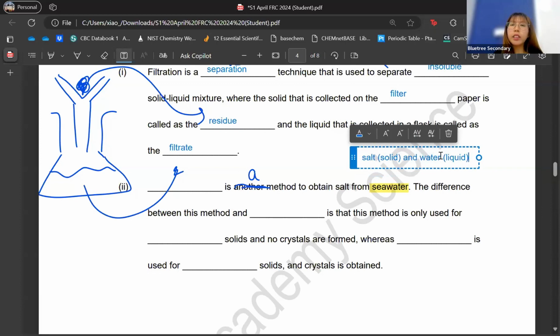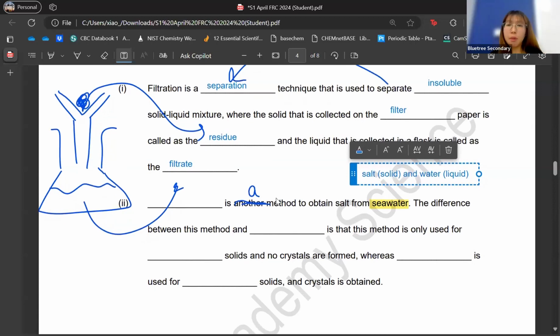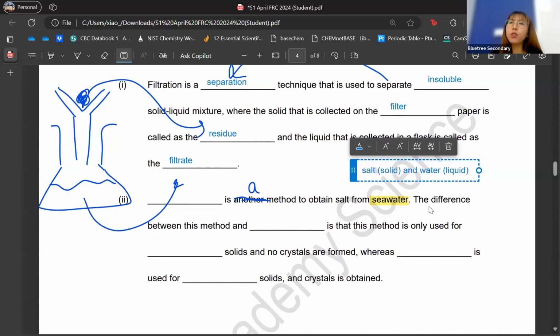Okay, so students, please learn. Every time you are dealing with a solid liquid mixture, the next big question you need to ask yourself is, does the solid dissolve in the liquid? Because if it doesn't dissolve, you will perform filtration. If it does dissolve, then you need to think about another separation technique. I believe all of you know that salt does dissolve in water. So to be specific, we are looking at a soluble solid in a liquid mixture.